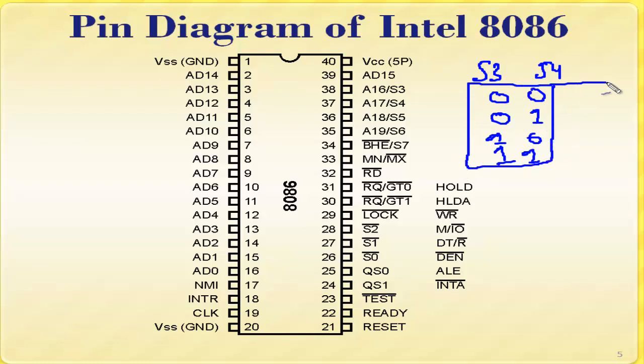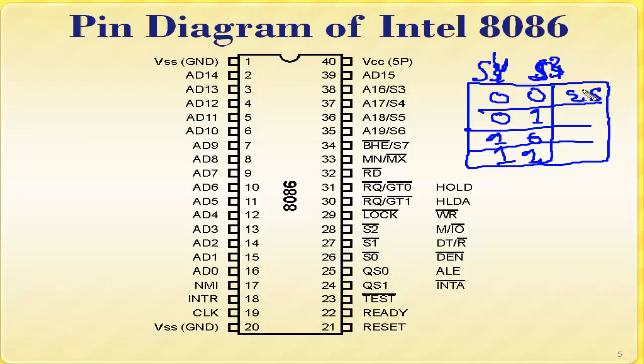So what information do they give us when S4 and S3 are both 0? Rather, I should say S4 and this one is S3. When S4 is 0 and S3 is 0, we are talking about the extra segment. If we have selected this as 0 and this as 0, that means we are trying to access the extra segment. So which segment we are trying to access, that is it.